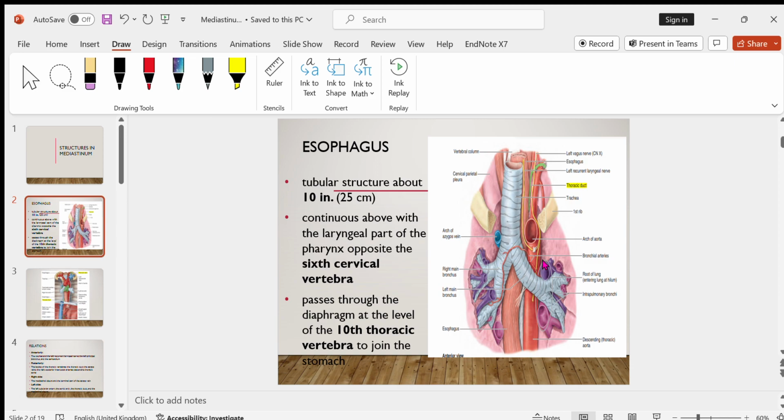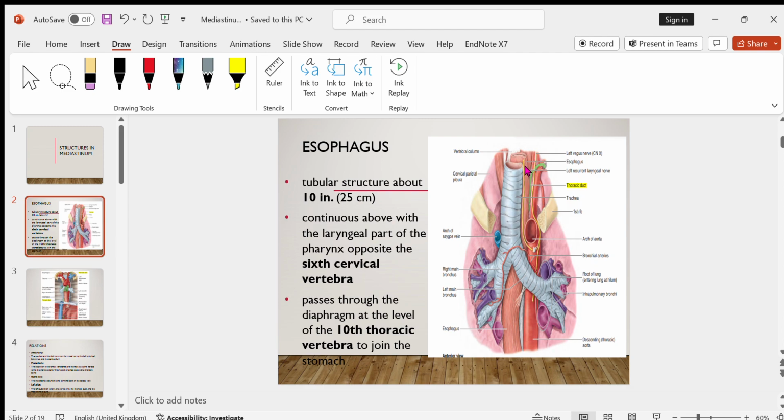Okay, hello. So today's topic is the esophagus. What is the esophagus? The esophagus is a tubular structure that is approximately 10 inches in length, or 25 centimeters.